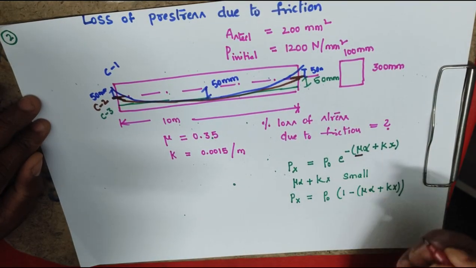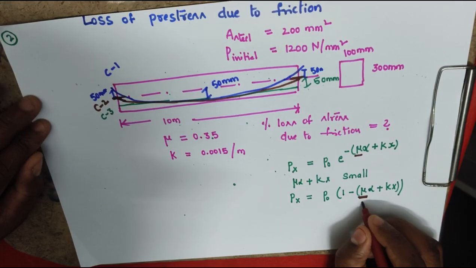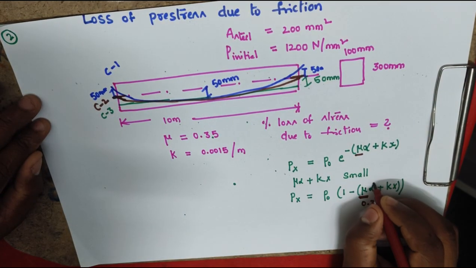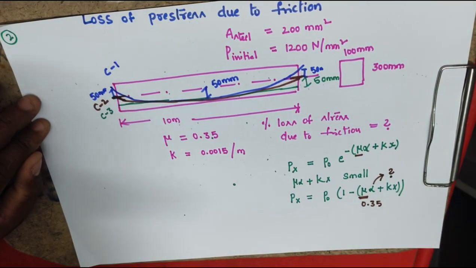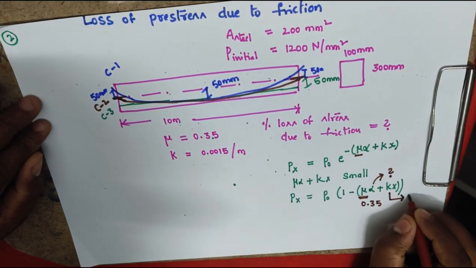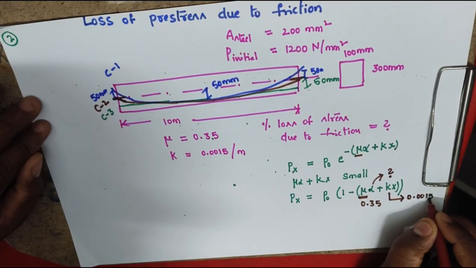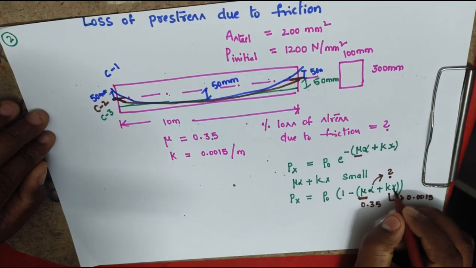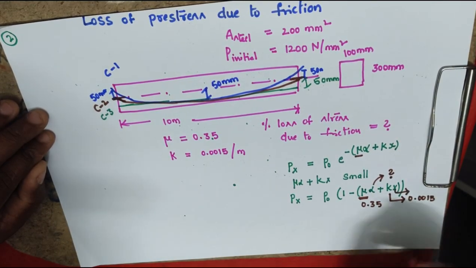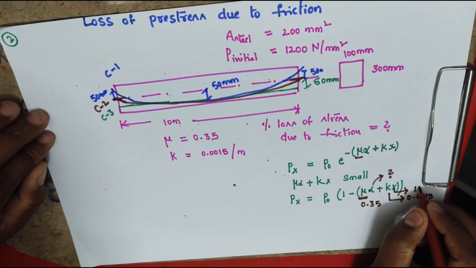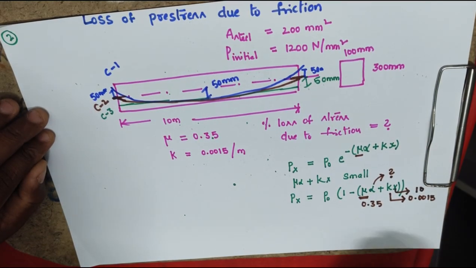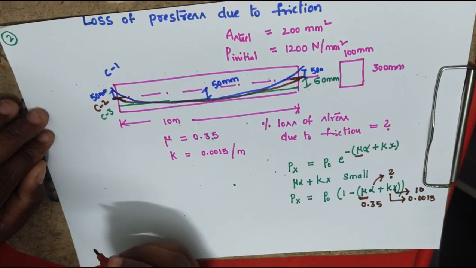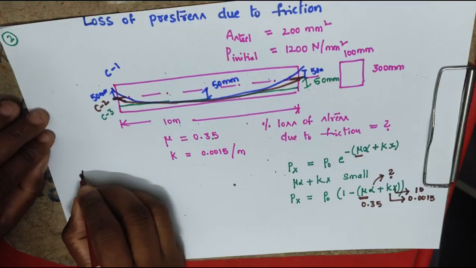Mu is already given, mu is 0.35. Alpha we need to determine. K is given, 0.0015, and this x will be the distance. X will be the distance we know, right? This is the span of 10 meters, so we can take it as 10, no issue with it, right? How can we determine the alpha value?